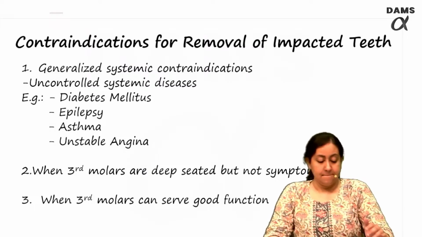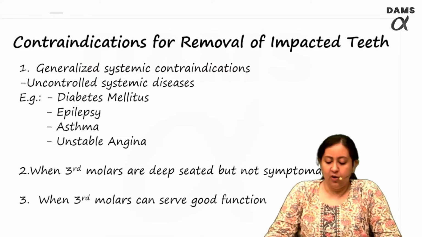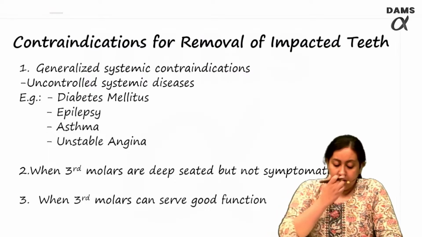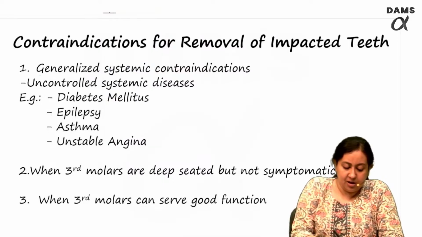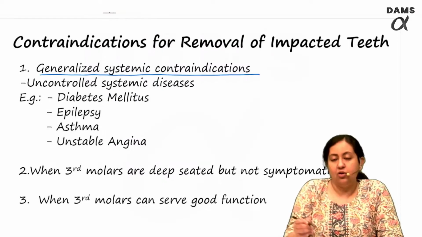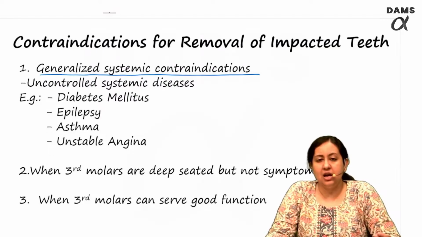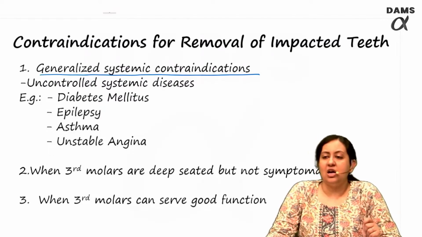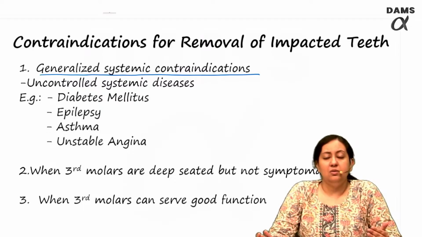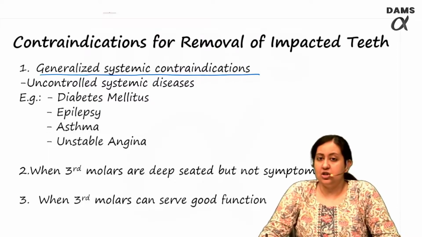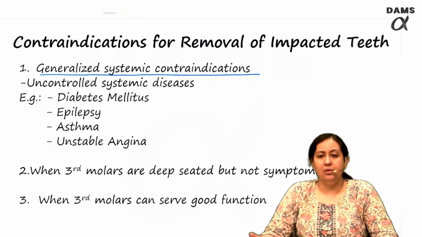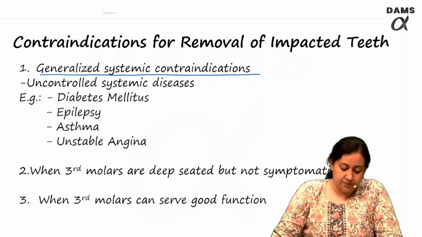Now, contraindications for removal of impacted teeth. There are certain generalized systemic contraindications, which are nothing but if the patient is having any uncontrolled systemic diseases like diabetes mellitus, epilepsy, asthma, or unstable angina. So these conditions are a contraindication. The patient has to be referred to a physician, who will get these systemic conditions under control, and then you can go ahead with your extraction.